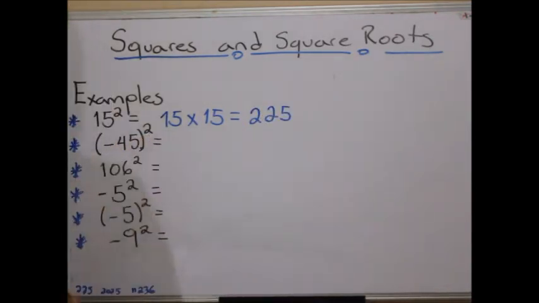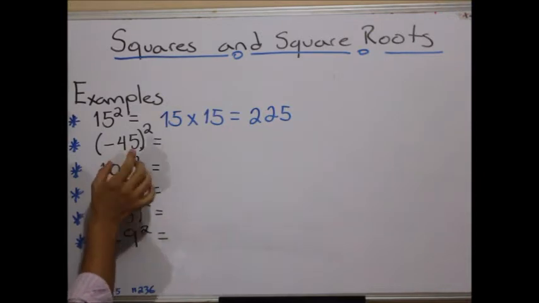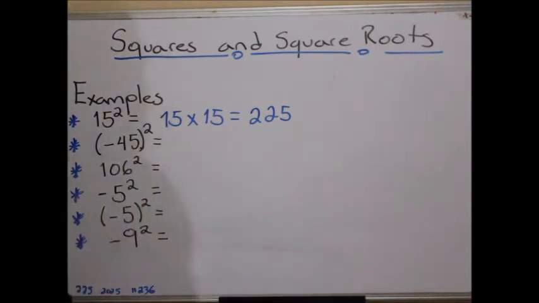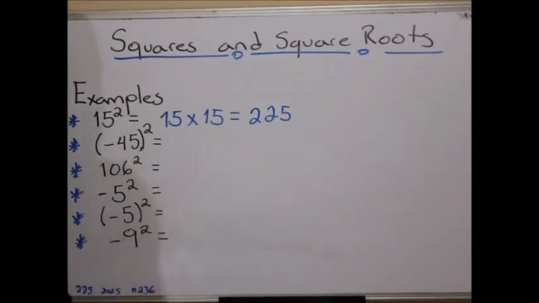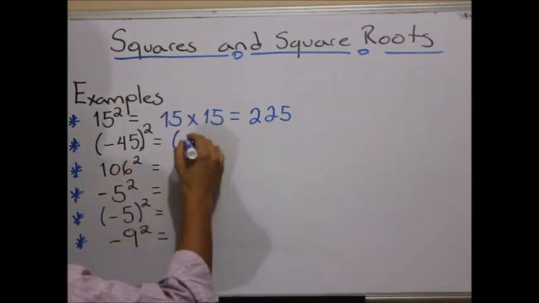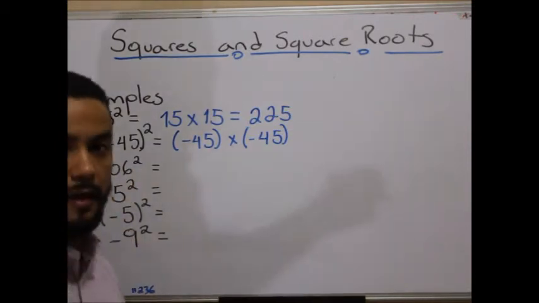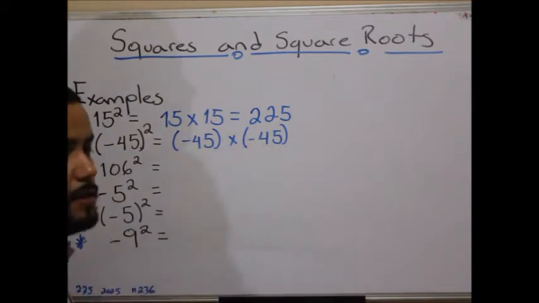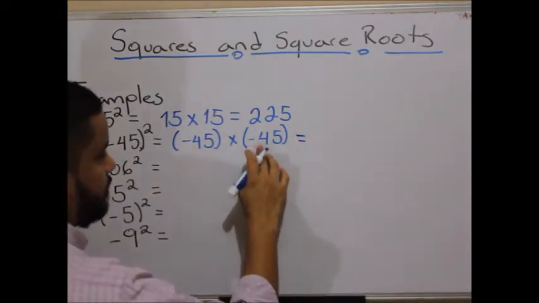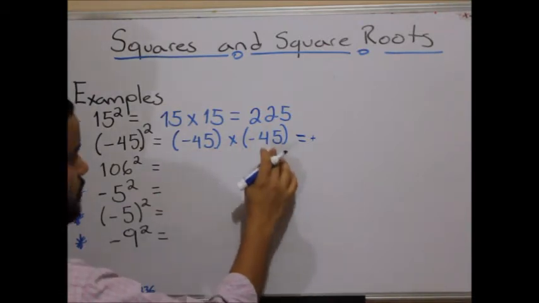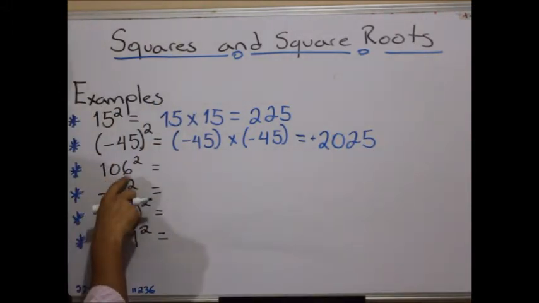Let's see the next one, the square of negative 45. So look, how do I read here? We're having a negative 45, and that negative 45 is inside a parenthesis, so that's why we're reading that like the square of negative 45. And how we're going to write that? We're going to write it with the parenthesis, negative 45 times negative 45. When your negative is inside the parenthesis, we're going to write the negative sign inside the parenthesis. So negative times negative is positive, and 45 times 45 will be 2025.